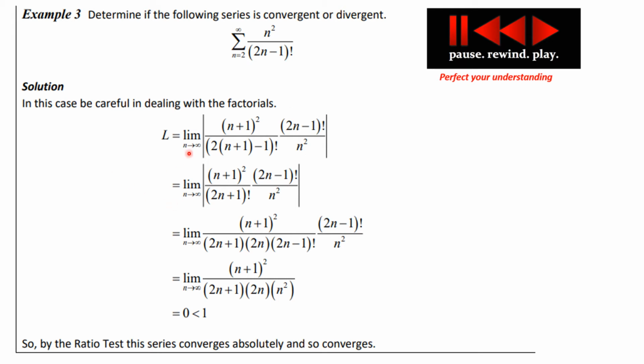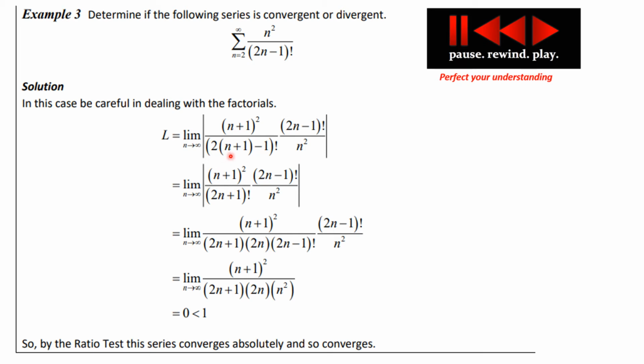So L is going to be equal to the limit as n goes to infinity of a n plus 1. So I'm going to get n plus 1 squared over 2 times n plus 1 minus 1 whole factorial. And then I put a sub n, but I invert it, I divide by it, but that's multiplying by the reciprocal. So this is 2n minus 1 whole factorial, and then this is n squared. Okay, so we'll continue doing work.